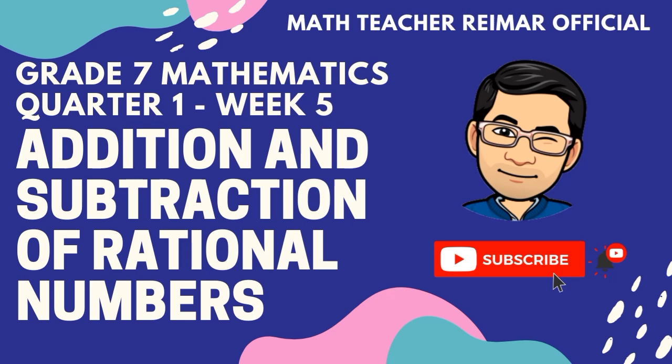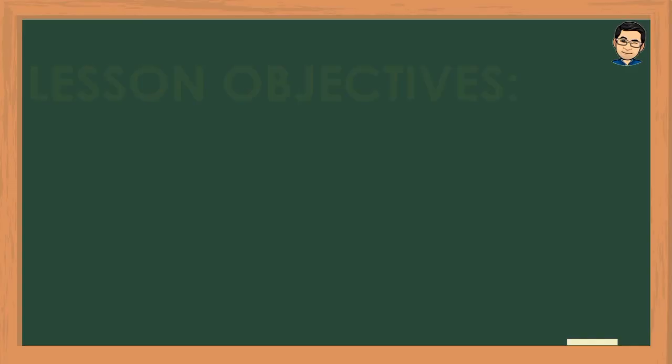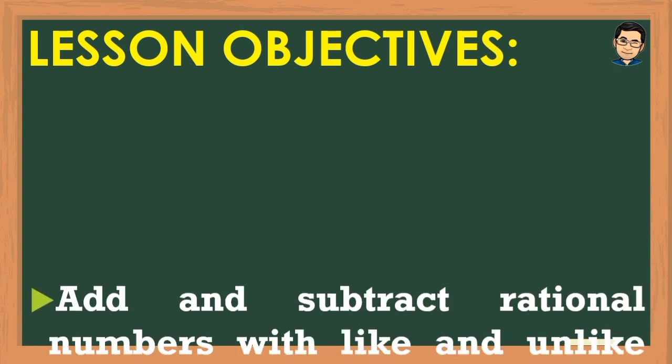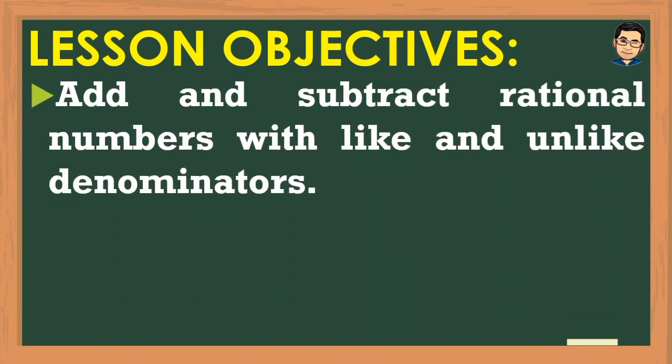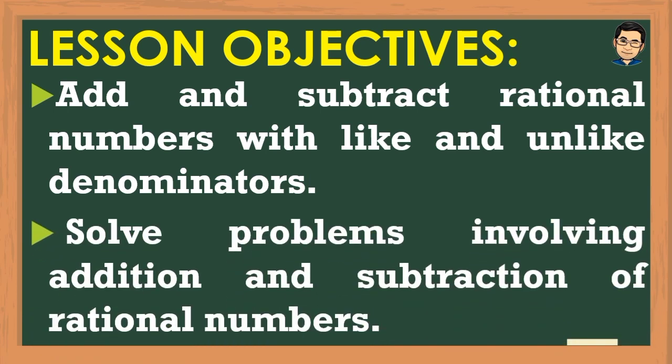After I introduced to you the rational numbers, for this particular video lesson, we will be performing operations on rational numbers. The first will be addition and subtraction, and then multiplication and division. So let's start. For our lesson objectives, we will be adding and subtracting rational numbers with like and unlike denominators. And of course, we will be solving problems involving addition and subtraction of rational numbers.